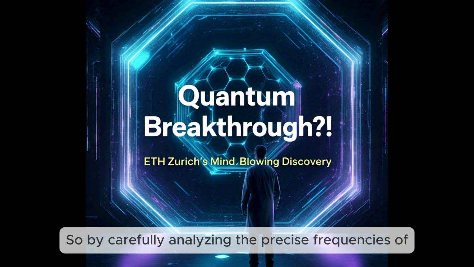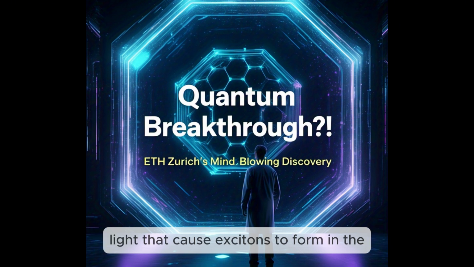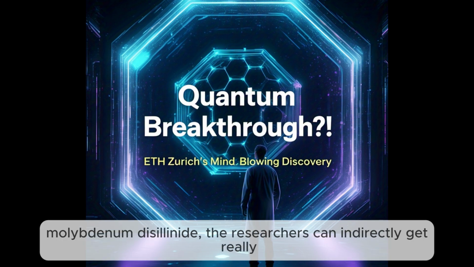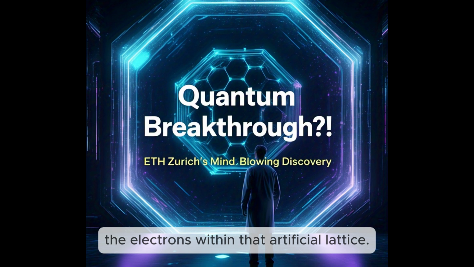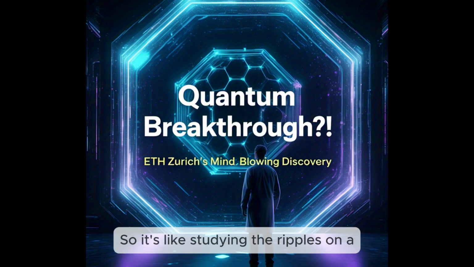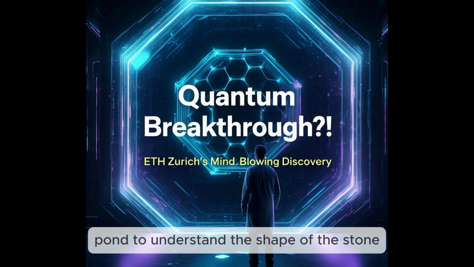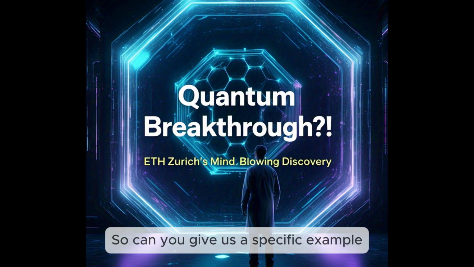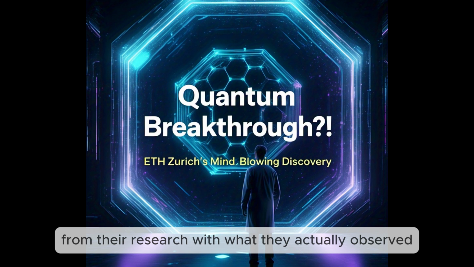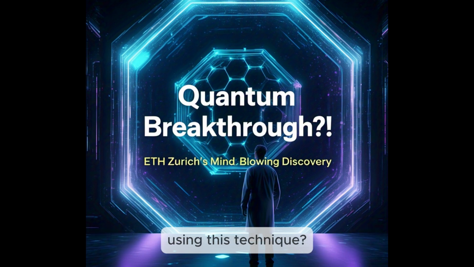Yeah, so by carefully analyzing the precise frequencies of light that cause excitons to form in the molybdenum diselenide, the researchers can indirectly get really detailed information about the behavior and arrangement of the electrons within that artificial lattice. So it's like studying the ripples on a pond to understand the shape of the stone that was thrown in. That's a great analogy. So can you give us a specific example from their research? Yeah, absolutely, with what they actually observed using this technique?